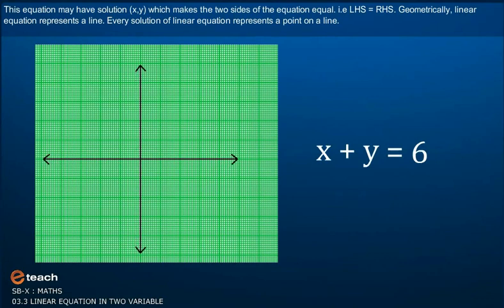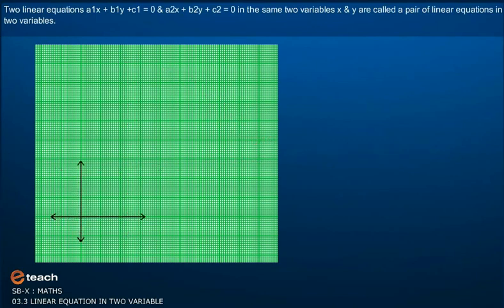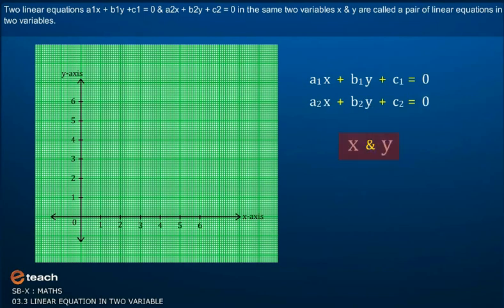Geometrically, a linear equation represents a line. Every solution of a linear equation represents a point on a line. Two linear equations a1x plus b1y plus c1 is equal to 0 and a2x plus b2y plus c2 is equal to 0, in the same two variables x and y, are called a pair of linear equations in two variables.